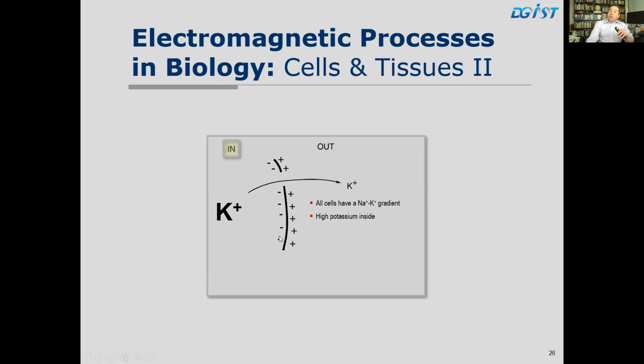This separation of charges occurs because the cell is actively pumping in potassium and actively pumping out sodium. So the inside of the cell has relatively high potassium, K+, and the outside of the cell has relatively high sodium. So all cells have this sodium-potassium gradient with a high potassium inside and a high sodium outside.